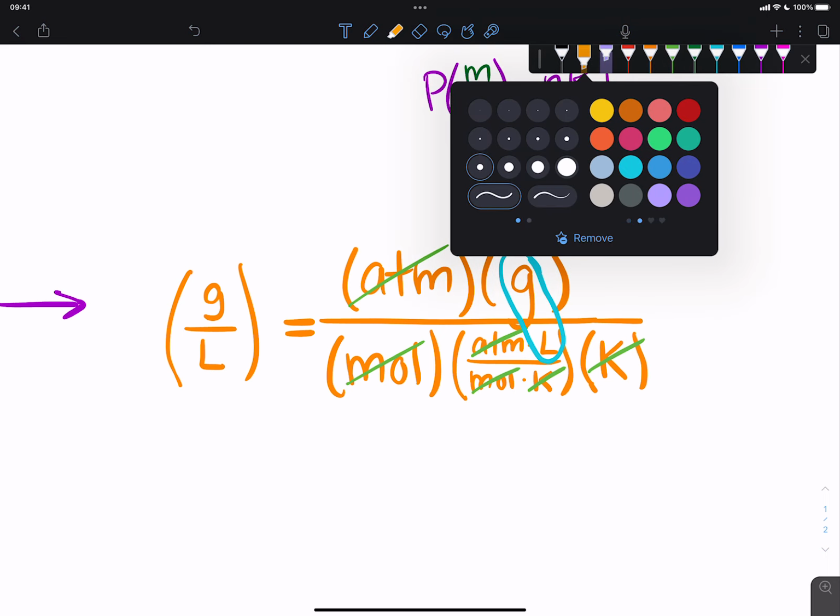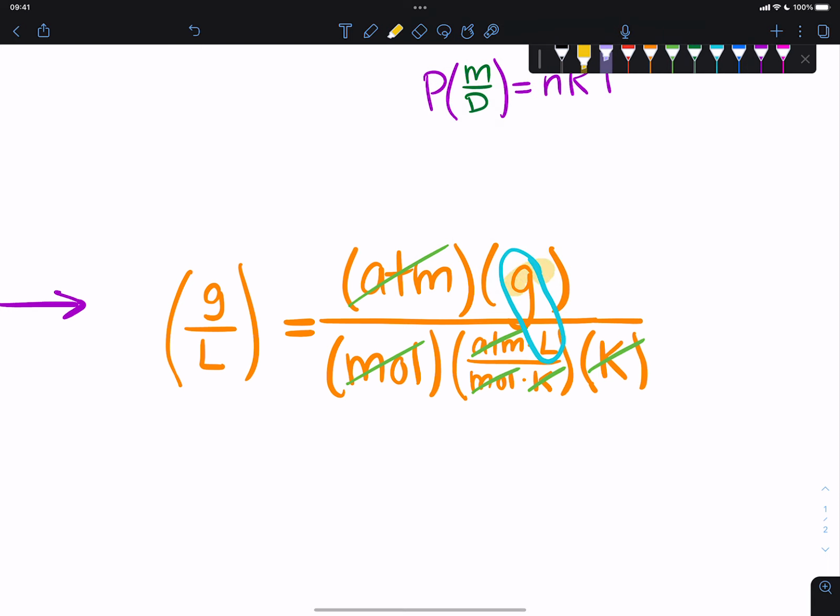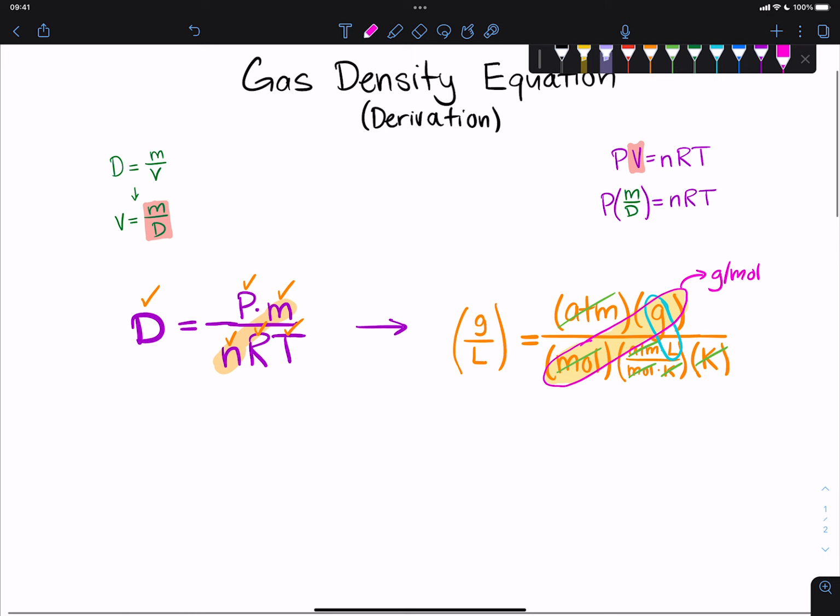So let's pick some other random color like this golden color. And we see that we have grams and moles. Notice how grams is on the top and moles is on the bottom. That's fine because that is actually just molar mass anyways. So grams and moles are really just grams per mole, which is molar mass. So there's multiple ways to represent molar mass. We can kind of pull those out.